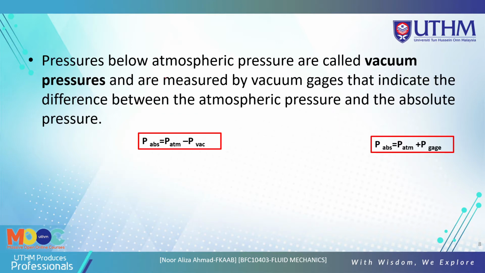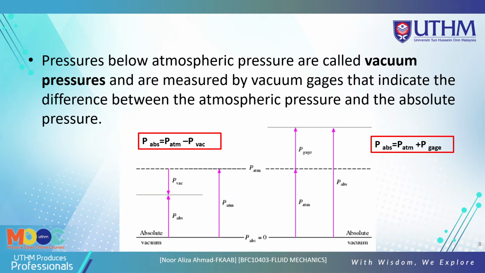Pressures below atmospheric pressure are called vacuum pressures, and are measured by a vacuum gauge that indicates the difference between the atmospheric pressure and the absolute pressure. Now we look at this figure. To get P absolute, it is the atmospheric pressure minus P vacuum. Based on the other figure, P absolute is equal to P atmosphere plus P gauge.